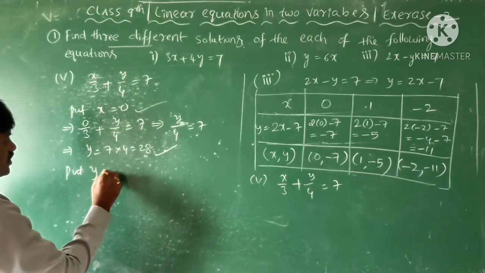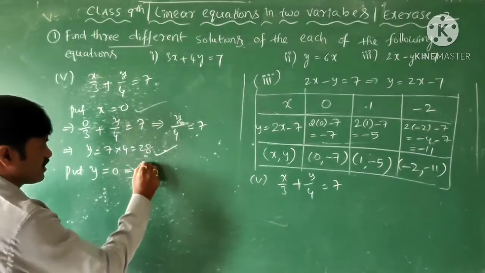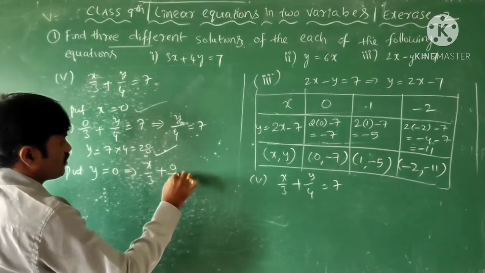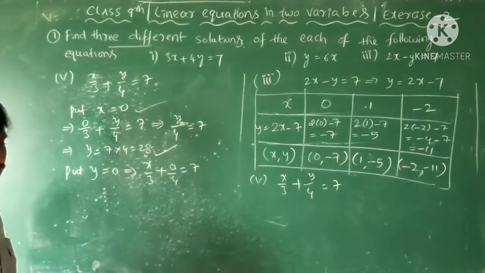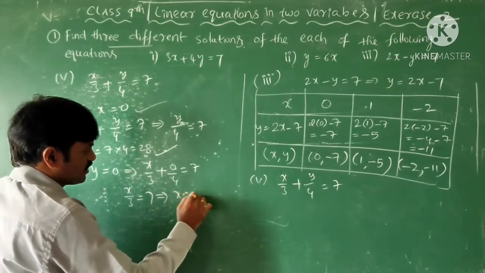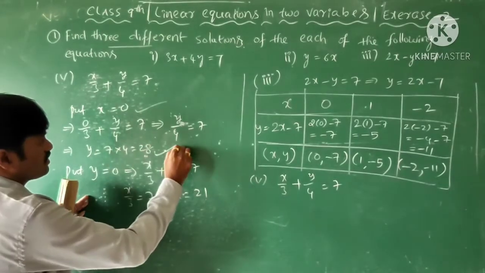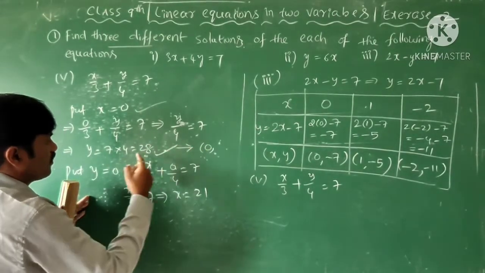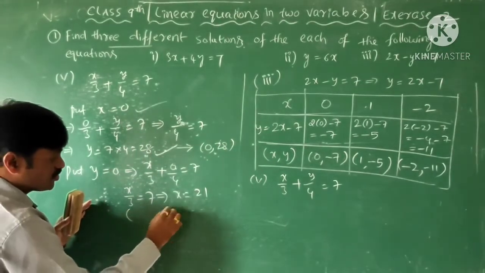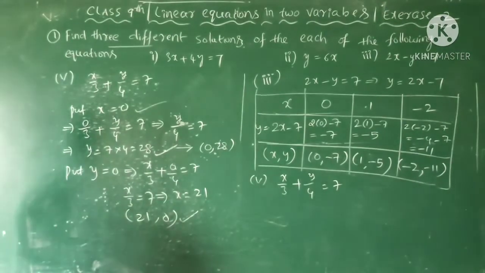Now put y is equal to 0 in the given equation. Then it becomes x by 3 plus 0 by 4 is equal to 7. Then x by 3 is equal to 7. Then x is equal to 7 times 3, that is 21, by cross multiplication. So for x value 0, we got its corresponding y value 28. For y value 0, its corresponding x value is 21. So 21 comma 0 is the second solution.